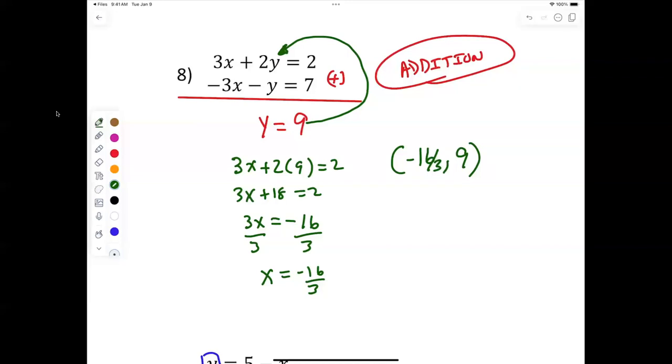Anybody have any problems with that? Was that correct? -16 thirds. Anybody double check, please? Is that correct? All right, so I'm pretty happy with that. -16 thirds, comma 9.